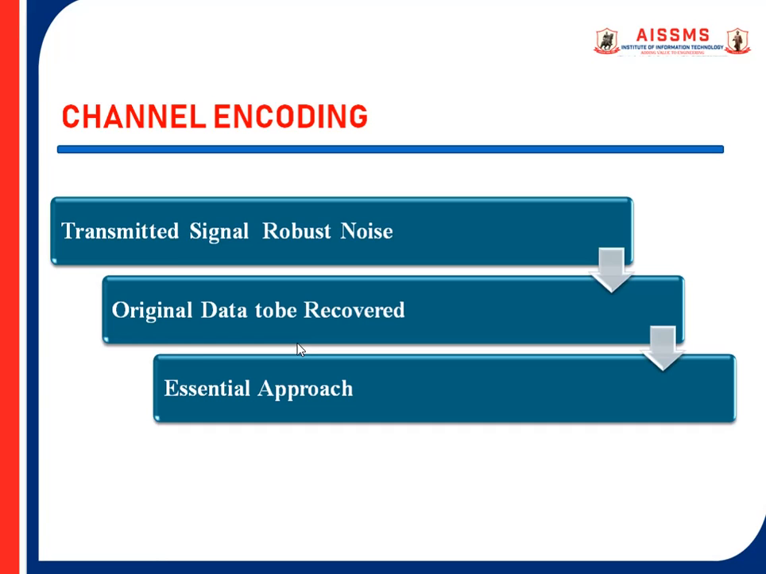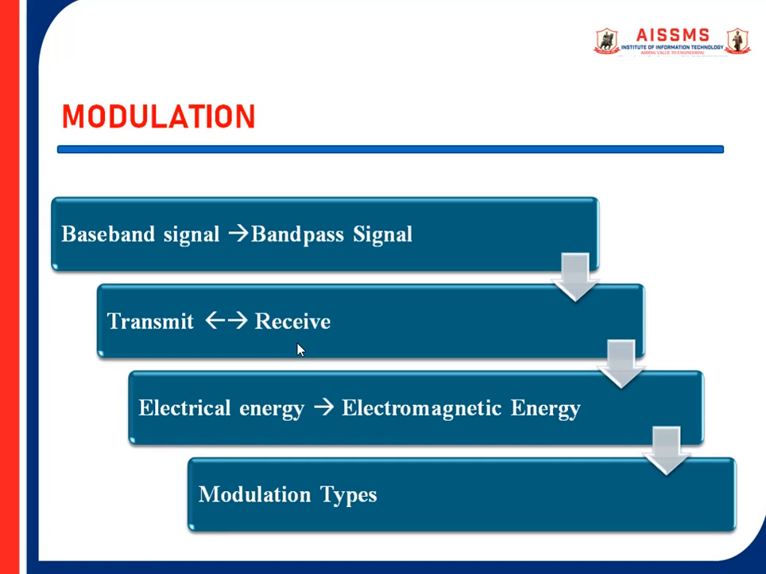Channel encoding makes the transmitted signal robust to noise and interference. In case of signal corruption, it enables an error to be recognized and the original data to be recovered. There are two essential approaches: to transmit symbols from a predetermined codebook, and to transmit redundant symbols.